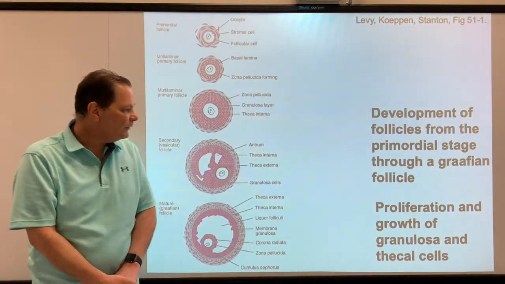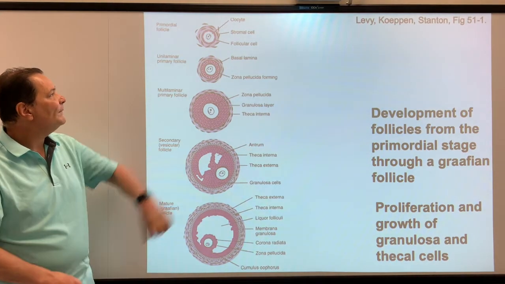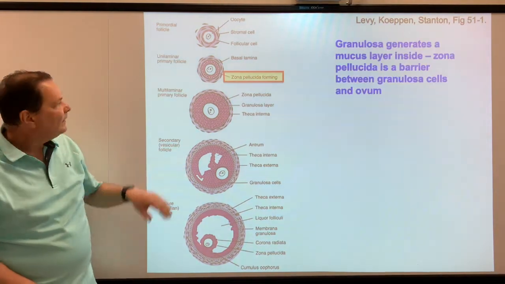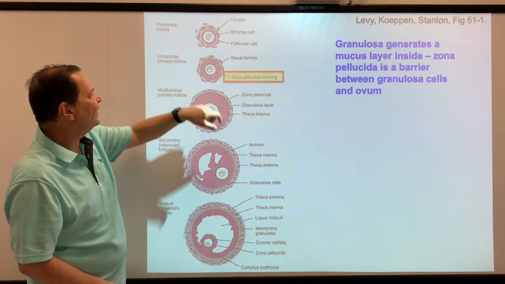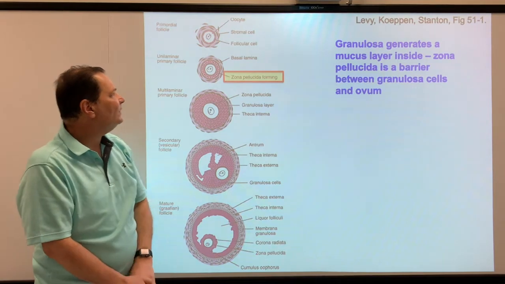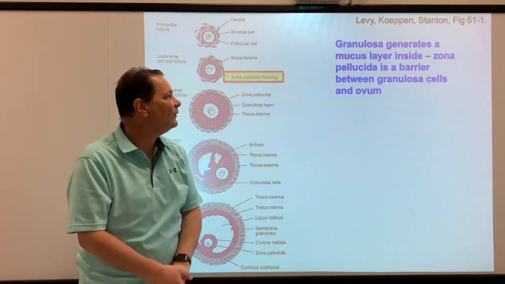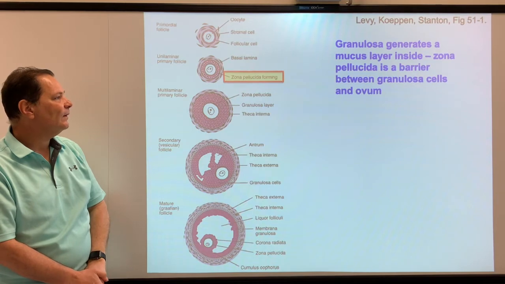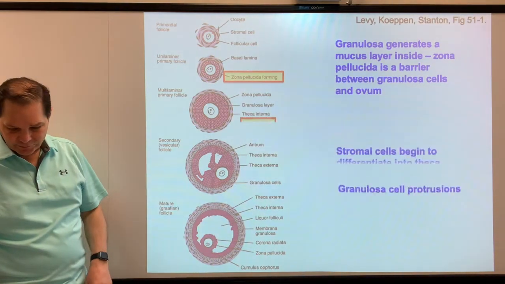Let's take a look a little bit more at the development during these stages. So here's our primordial follicle. The early primary follicle develops when the granulosa cells become cuboidal and start to mature. And you can see the development of what's called a zona pellucida here. That's a mucus layer that develops inside, and it forms a barrier between the oocyte and the granulosa cells, okay? And it's generated by the granulosa cells.